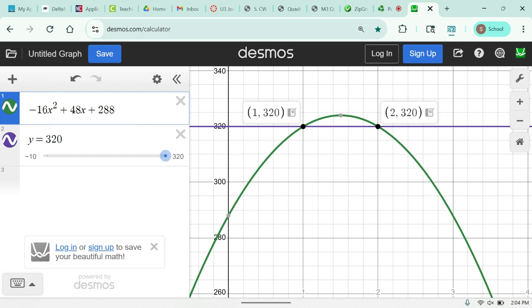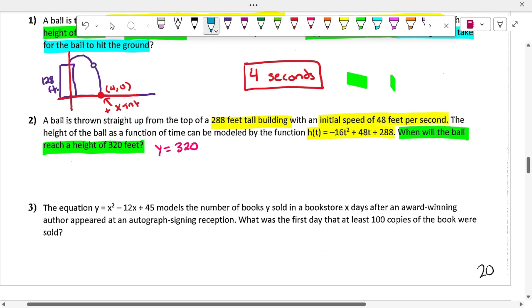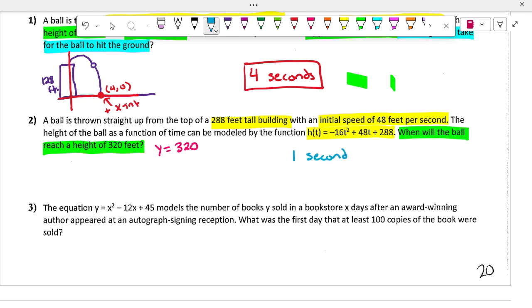So I'm just saying because sometimes they do specify. All right. So you just need to understand that that's the context. It's both. When will it reach the height of 320? So it'll be 1 second when it's ascending and 2 seconds when descending.